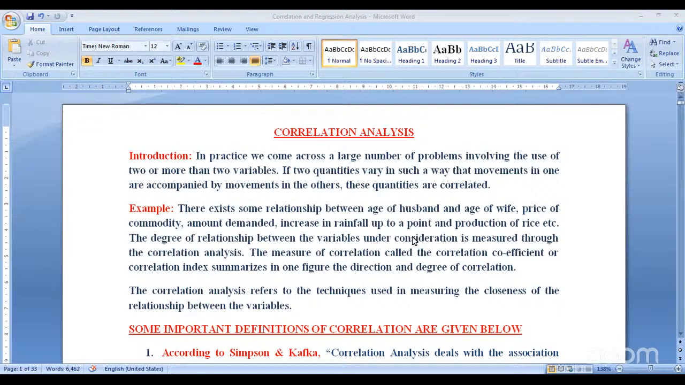So the first example is age of husband and age of wife. Price of a commodity and amount demanded. Increase in rainfall to a point and production of rice.